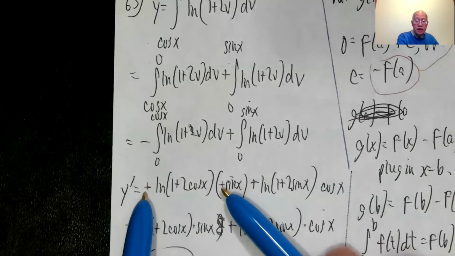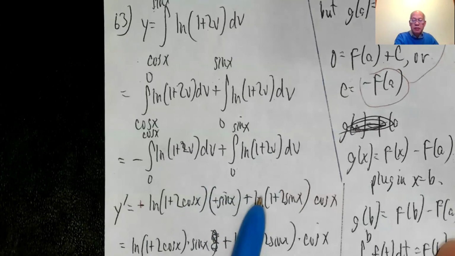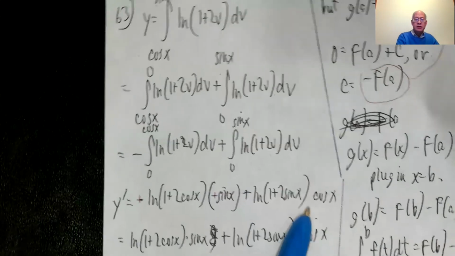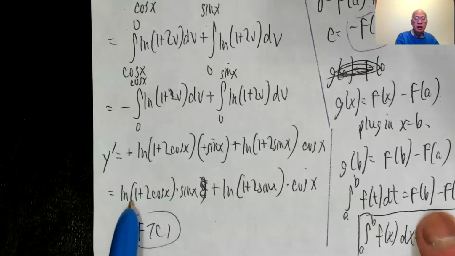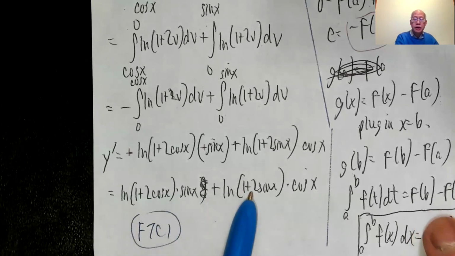So these two negatives become positive. Plus, same thing here, put sine x right there, ln parentheses 1 plus 2 sine x times the derivative of sine x, which is cosine x. Okay, so just a little bit of touch up. Final answer, ln 1 plus 2 cosine x times sine x plus natural log 1 plus 2 sine x times cosine x.